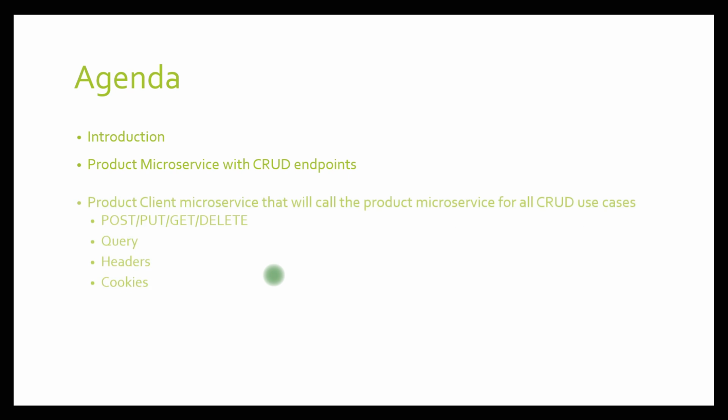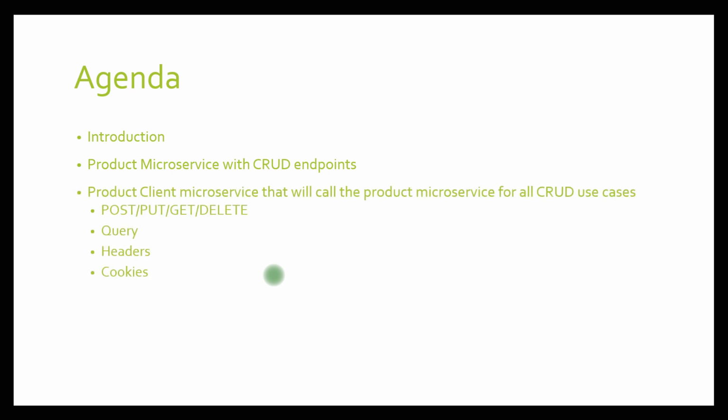When we have that service ready, we will have a product client microservice which will call the product microservice, and in this one we will simulate post, put, get, delete, and how we can call them from WebClient. If I have to make a query param request, how we can make it. If I have to pass custom headers or custom cookies, how we can pass them. There are more use cases also: exception handling, setting up timeout, retry and filters.